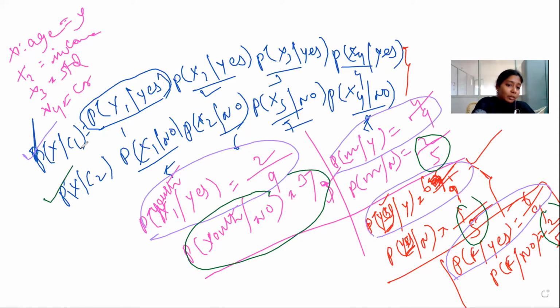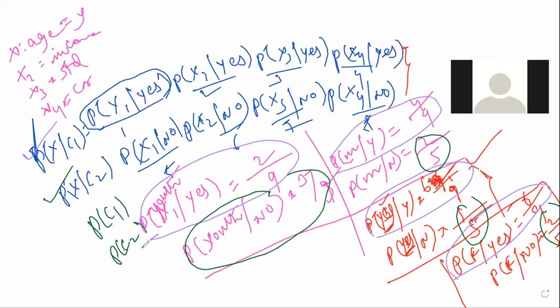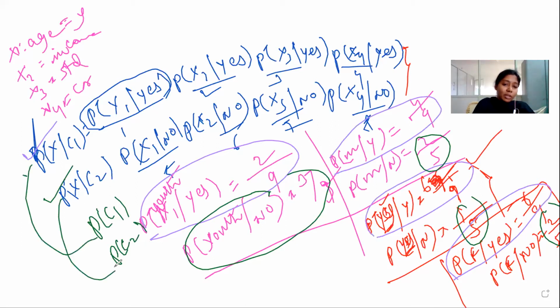And what's the next step? We already have these values. P of C1 we have, P of C2 we have, right? So we need to multiply this value with this value and this value with this value, and find out the one which is having the highest value, right? Did you get my point or not? Yes, ma'am.